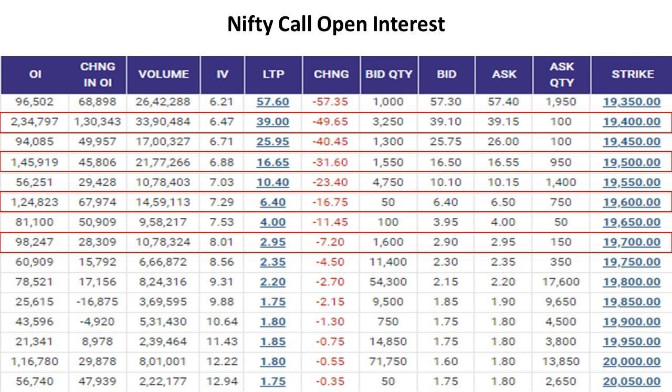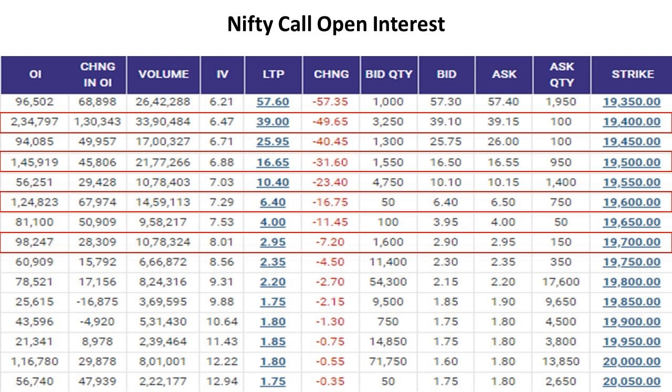But 19,400 could act as a crucial level. If it breaks and if it trades above those levels, then there are chances that another 200 points of rally cannot be ruled out above the 19,400 mark. Why are we expecting a rally? Because the implied volatility is lowest at this juncture.